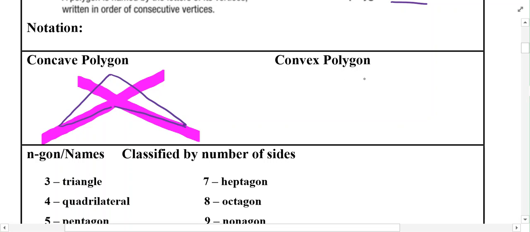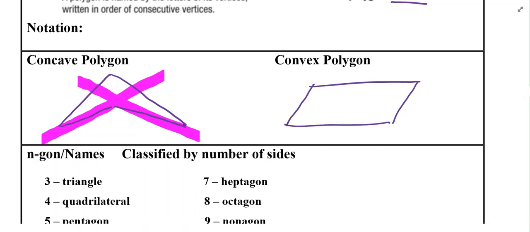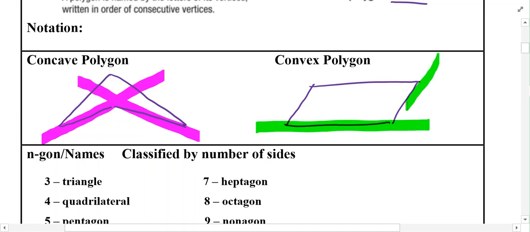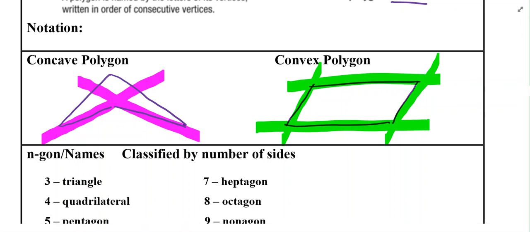If you look at a polygon that is convex, and we'll look at a parallelogram here, if I extend each of those sides, they will not pass through the interior. So that's the difference between concave and convex. So here, some lines pass through the interior.